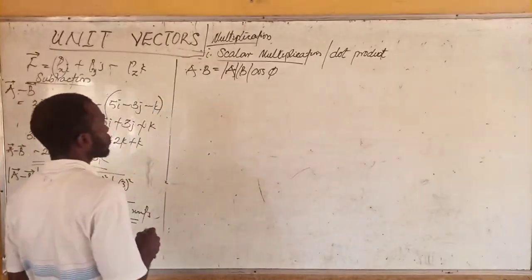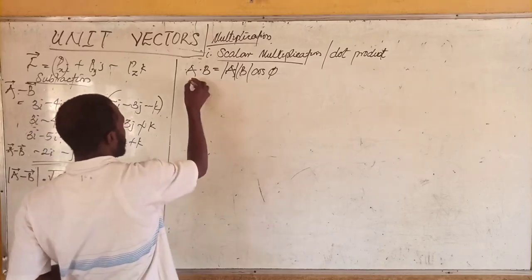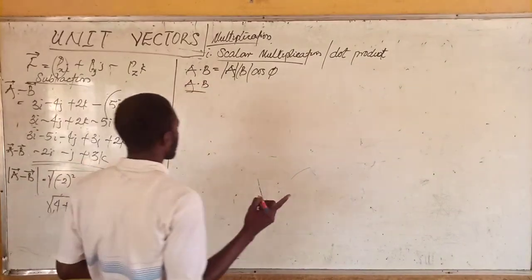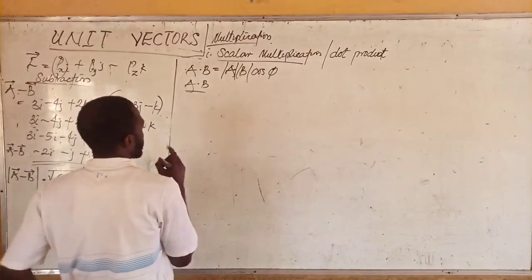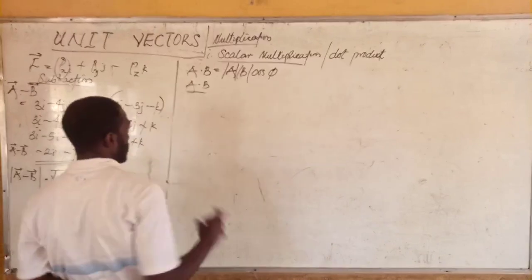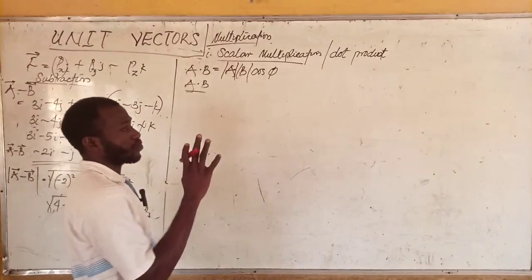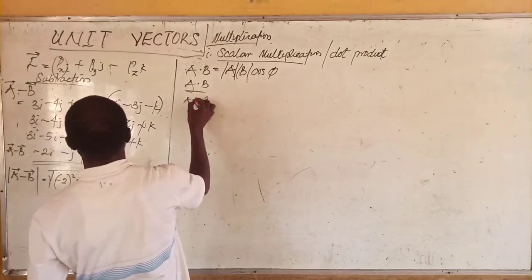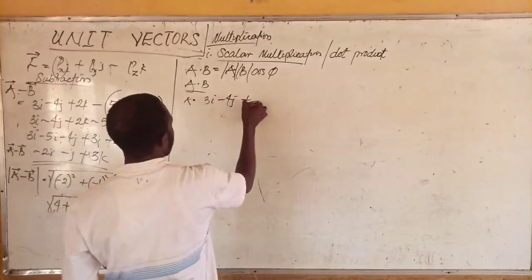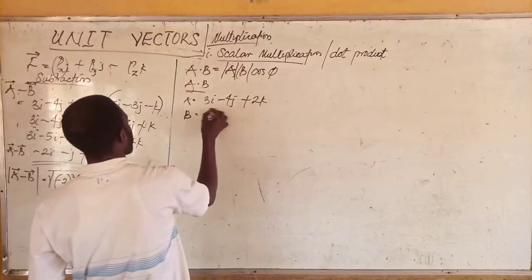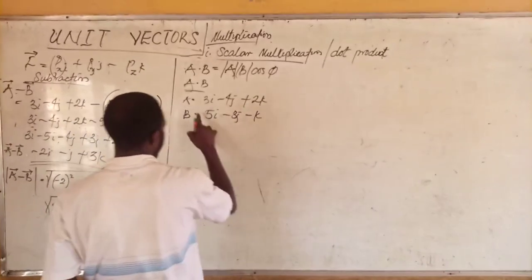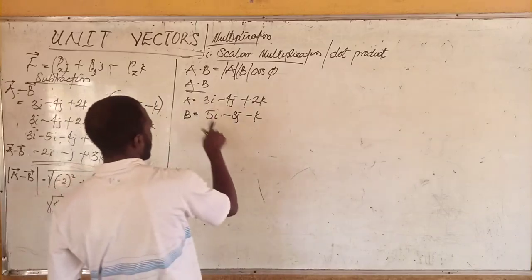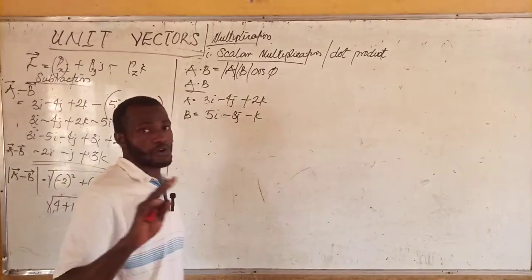Now, the second way of finding A dot B is what we really call the vector dot product. What we do here is we multiply terms that are alike. If my A was given as 3i minus 4j plus 2k, and B is given as 5i minus 3j minus k, for example, and I want to do A dot B, you would expect that I will open the brackets and multiply this times this, and this times this. You'd be correct to do that.